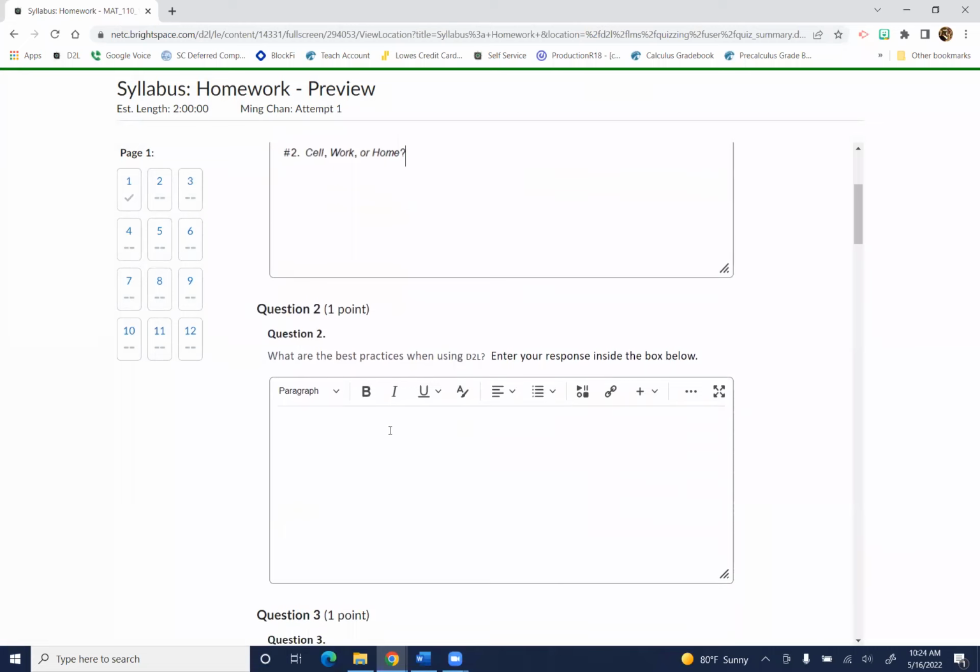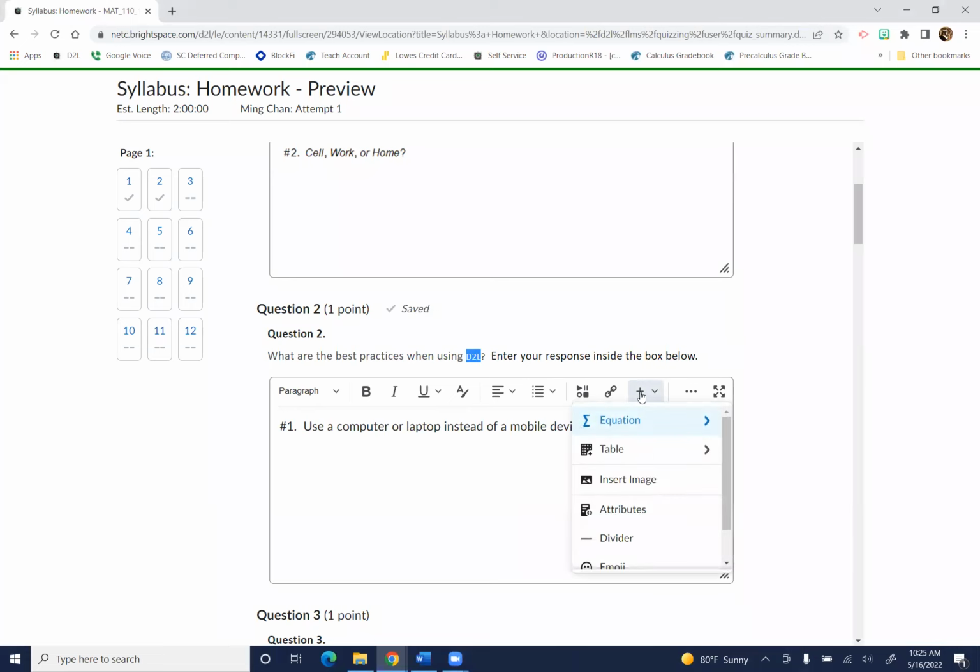Okay, number 2, what are the best practices when using D2L? Very important. Number 1, please use a computer or laptop instead of a mobile device. A mobile device does not work very well with D2L. If you're using a mobile device to do homework, then this graphical equation will never show up, because the screen is too small. You actually cut this box basically in half, so a lot of this stuff you don't see.